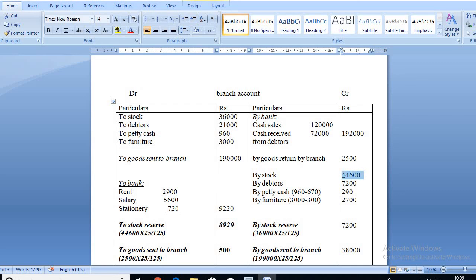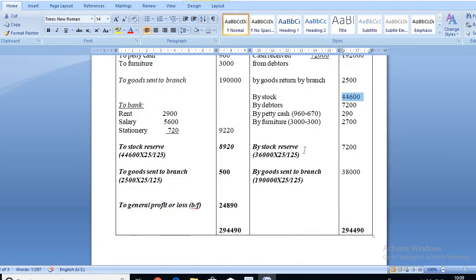Now deduct profit portion from closing stock. Closing stock is 44,600. From this remove profit portion. For this I have to make a debit entry. So on the debit side, write down to stock reserve. What's the closing stock? 44,600. So 44,600 multiplied by 25 by 125. The amount will be 8,920.